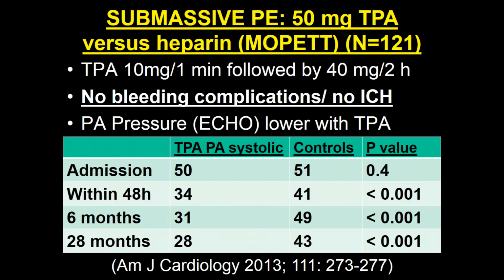I had mentioned that there is half-dose TPA. This was tested against heparin alone in the MOPETT trial of 121 patients. Patients received TPA 10 milligrams over 1 minute as a bolus, followed by 40 milligrams over 2 hours as a continuous infusion versus heparin alone. And with the 50 milligram half-dose regimen of TPA, there were no major bleeding complications and no intracranial hemorrhage. The estimated pulmonary artery pressures on echocardiogram were rapidly shown to be lower in the TPA group compared with the control group. This difference was noticed at 48 hours and persisted through 28 months of follow-up.